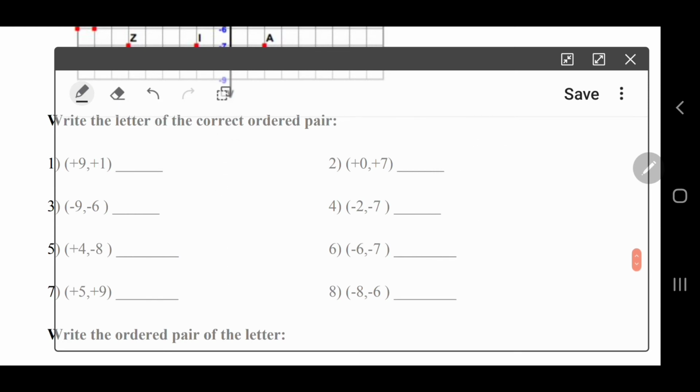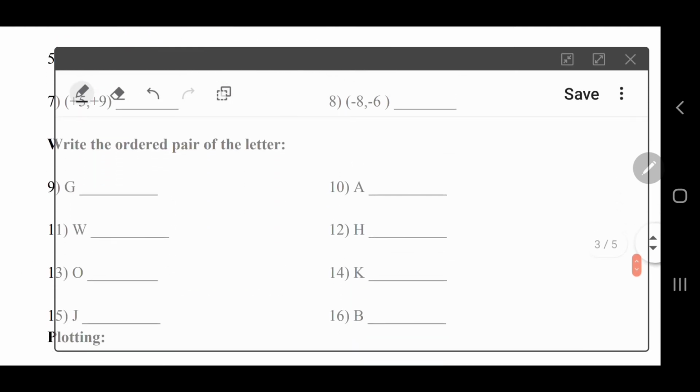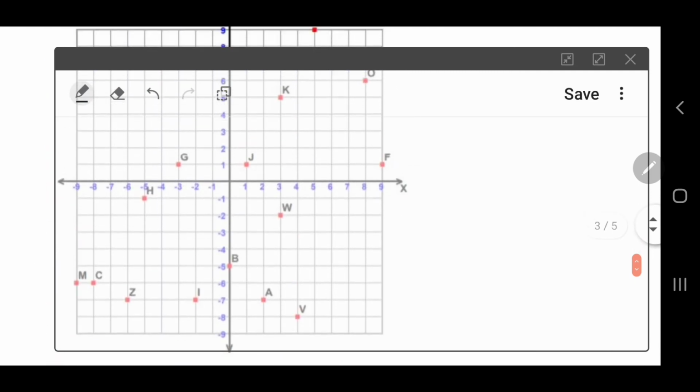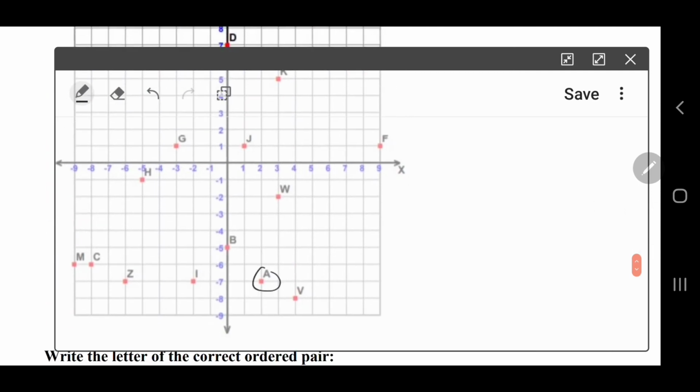Okay, now similar to this, the next section, instead of finding the letter, we would find the ordered pair for a certain letter. So let's try number 10, which is A. So let's look for A. So A is over here, and we want to find the coordinates for it. So first off, we can see that goes under the 2, right? And then now, how many times will we have to go down? Would be up to negative 7, right? So, 2, and then negative 7. So that would be your answer. So A is 2 comma negative 7.